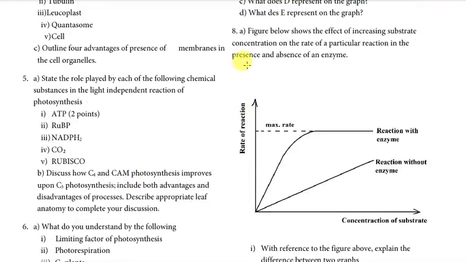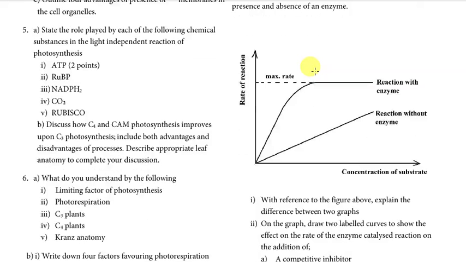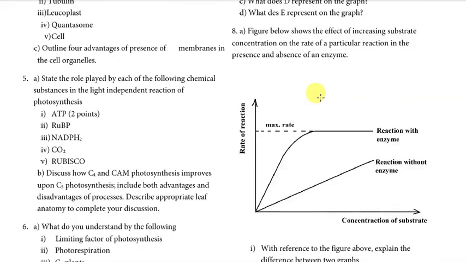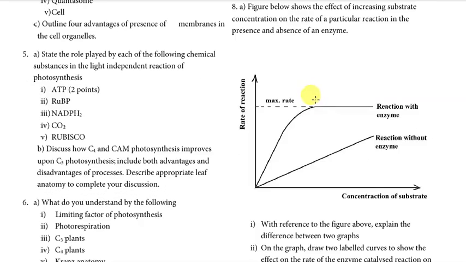Okay, the figure below shows the effect of increasing substrate concentration on the rate of a particular reaction in the presence and absence of the enzyme. You see? Now, with reference to the figure above, explain the difference between the two graphs. It shows clearly that the rate of reaction is high when there is an enzyme. Here it says to explain the effect of increasing the substrate concentration.